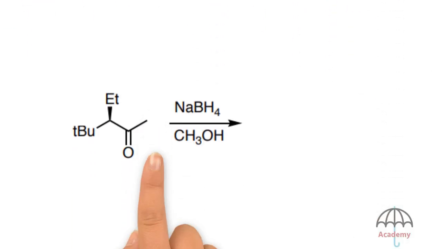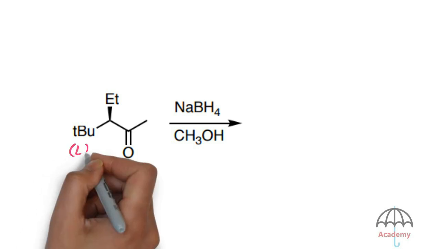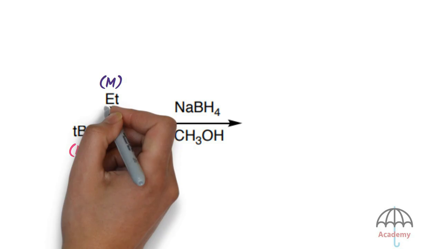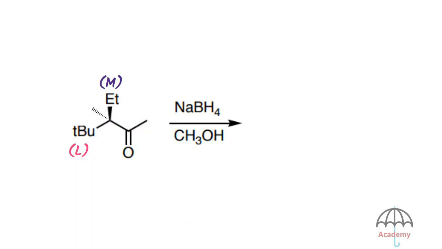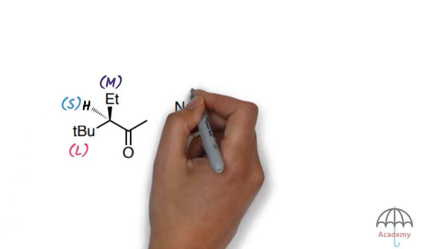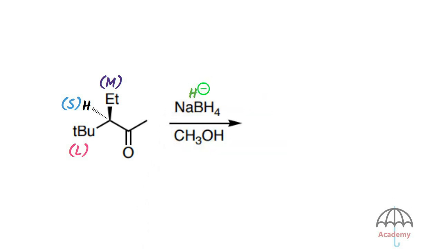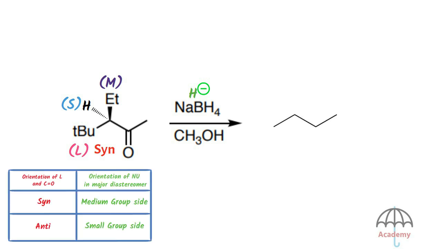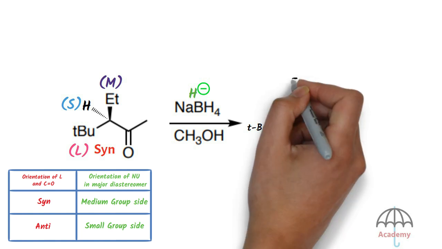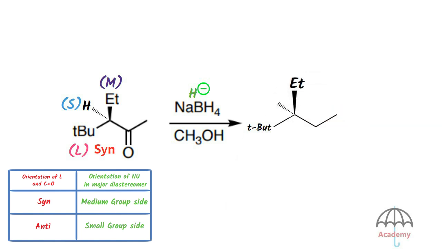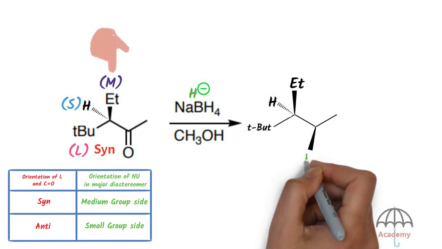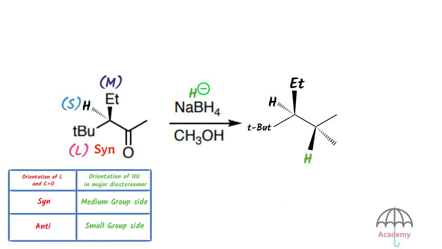Consider this molecule treated with sodium borohydride. This is large group and this is medium. There is a hydrogen on dashes which is small group. The nucleophile is hydride anion. The large group is syn to carbonyl oxygen. Therefore, as per our trick, in the major product, nucleophile will be on the medium group side. That means, hydride nucleophile will be on wedges and hydroxyl group will be pushed on dashes.